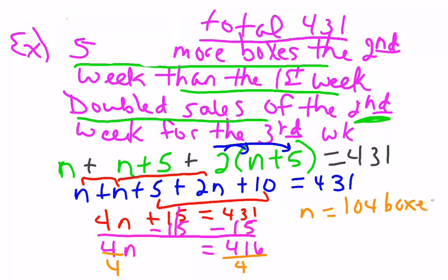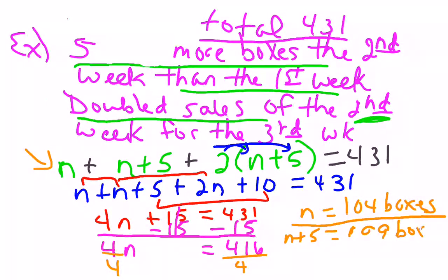boxes. Now remember, what was N? N was our first week, right? This guy here was our first week. So the first week they sold 104 boxes. The second week was N plus 5. They sold 5 more boxes. So 104 plus 5 is 109 boxes. And then the third week, they doubled that. So it's 2 times that N plus 5. So since we know they sold 109 boxes the second week, we want to double that. So that's 218 boxes.